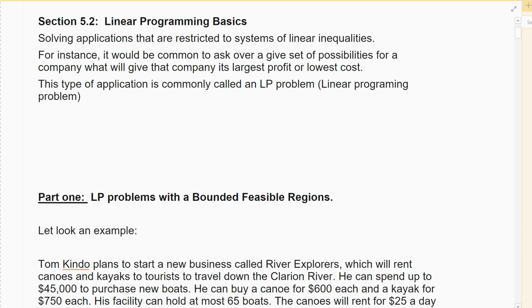in 5.2 part 2. Alright, so 5.2 is a fairly big section, although the concept is basically the same and it's just putting it into practice in a couple different cases. Alright, so solving applications where we're restricted in a system of linear inequalities. So in chapter 3, we solved applications where we had a system of linear equations, which we set up and could solve using a matrix.